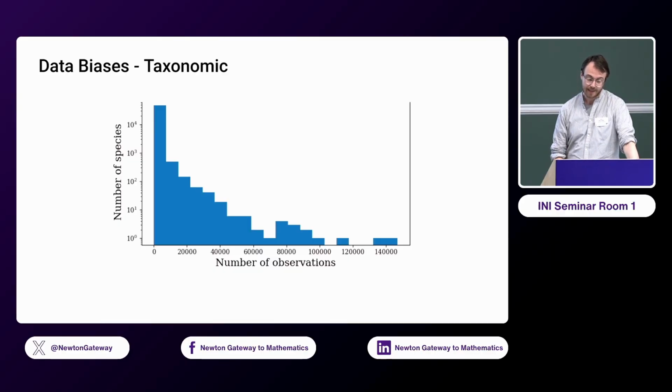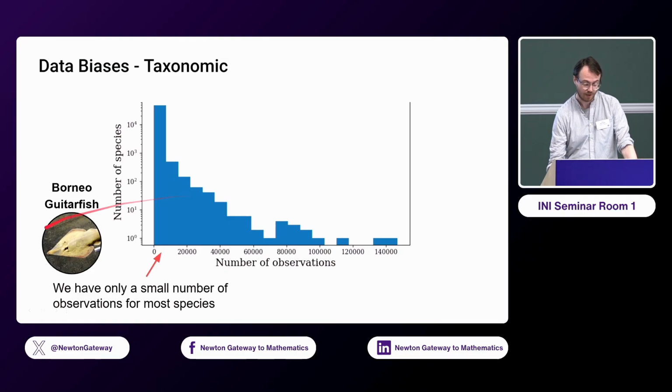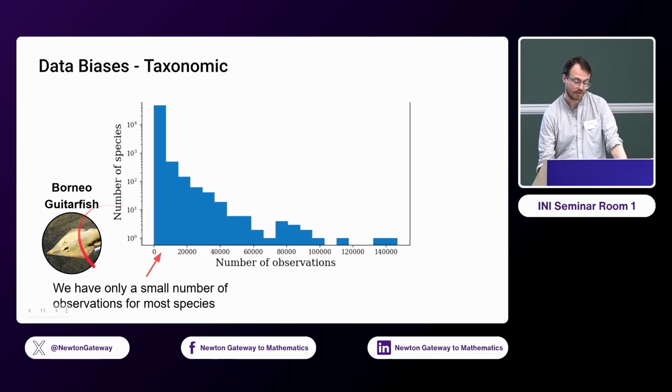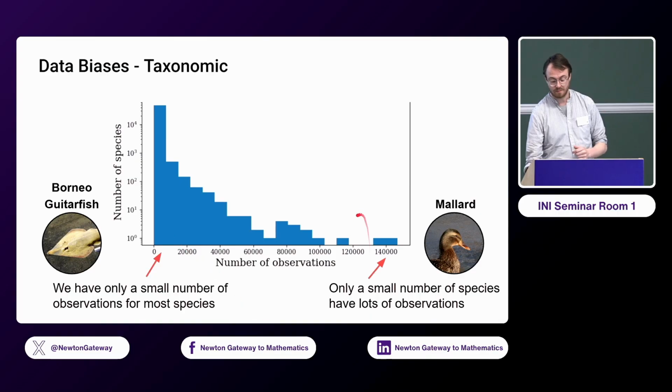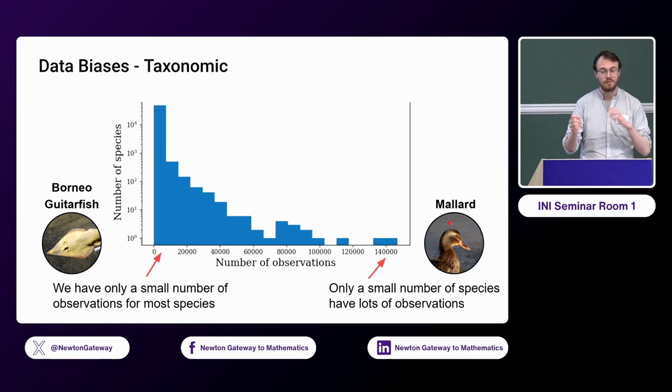Another big bias is this taxonomic bias. Some things are inherently much harder and rarer to observe than others. For example, if we count species based on the number of observations, most species fall into the bin where we have very few observations, and only a small percentage are things like mallards, where we have maybe too many observations.